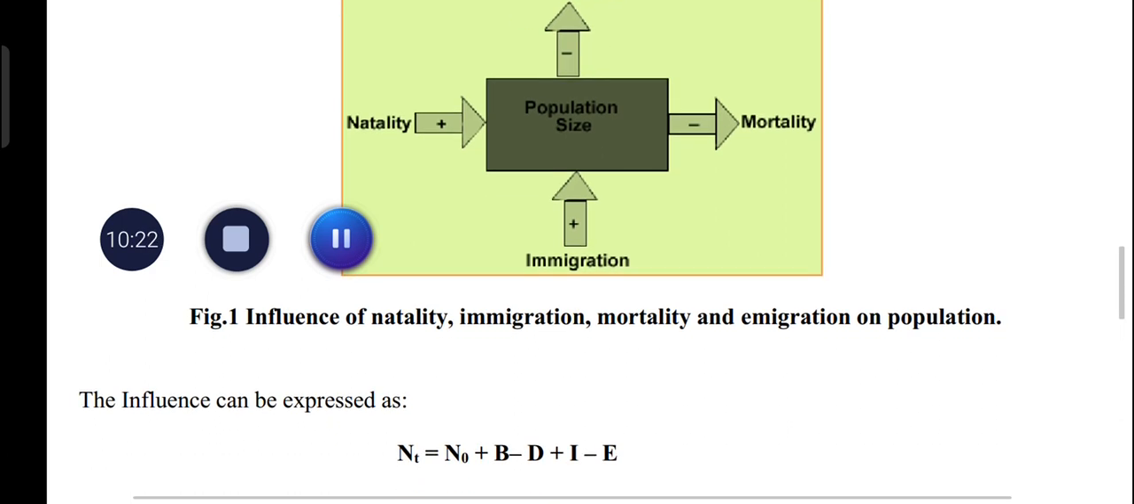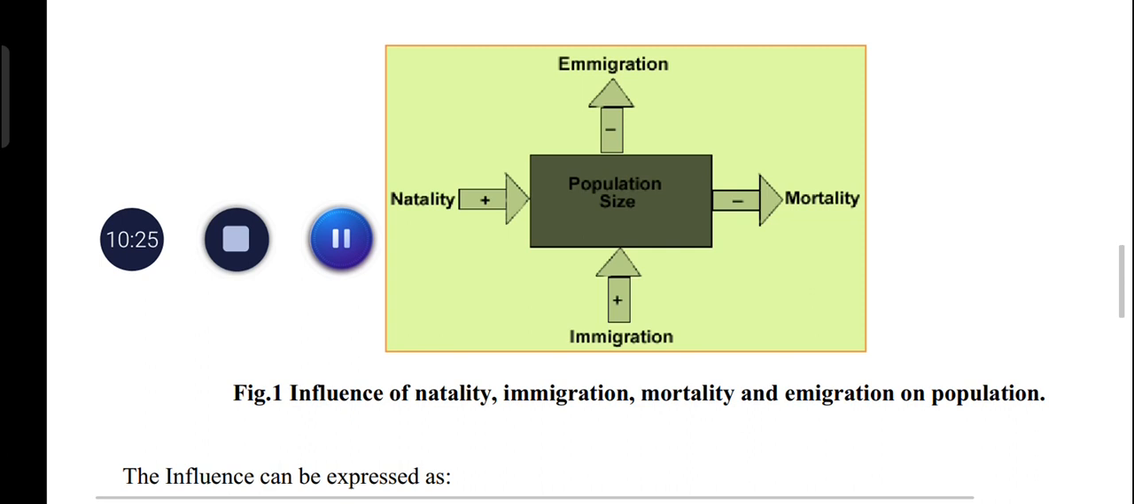The influence can be expressed. Here you can see this. In a population, if a new individual is added, we can call it natality. And if organisms move out of the population, meaning they die, the number of organisms going out we can call mortality. Immigration means a new individual from another population comes into this population. And emigration means an individual moves from this population to another population.